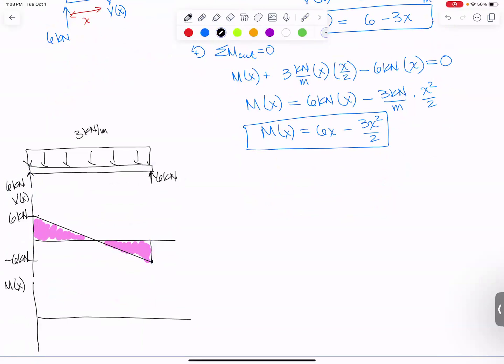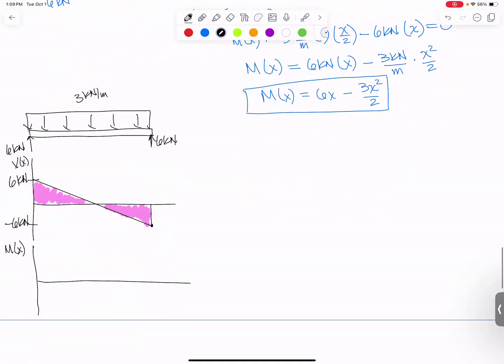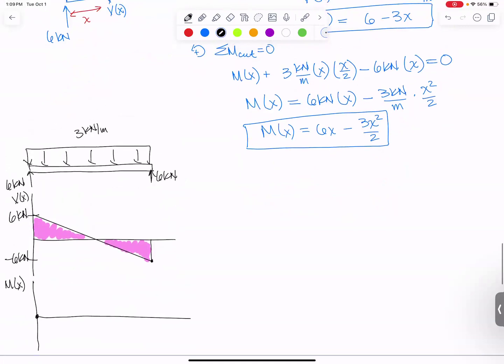Finally, we need to plot our bending moment diagram. I like to plug in endpoints again. If you plug in X equals 0, you get moment is 0. So this is going to start out at 0. And if you plug in X equals 4, this first term will give you 24. And the second term would give you 16 divided by 2 is 8 times 3 is 24. You get 0 again. So this bending moment is going to start and end at 0.